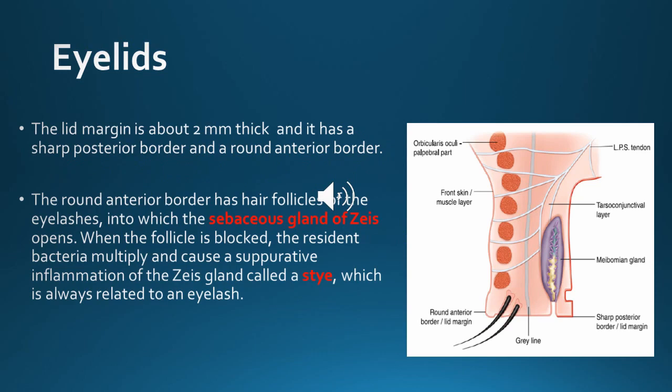The lid margin is about 2 mm in thickness, and it has a sharp posterior border and rounded anterior border. The rounded anterior border has hair follicles of the eyelashes, into which the sebaceous gland of the eyes opens. When the follicle is blocked, the resident bacteria multiply and cause suppurative inflammation of the gland called a stye, which is always related to an eyelash follicle.